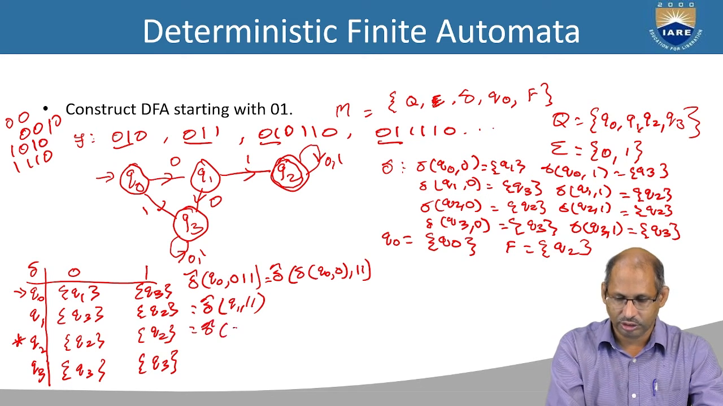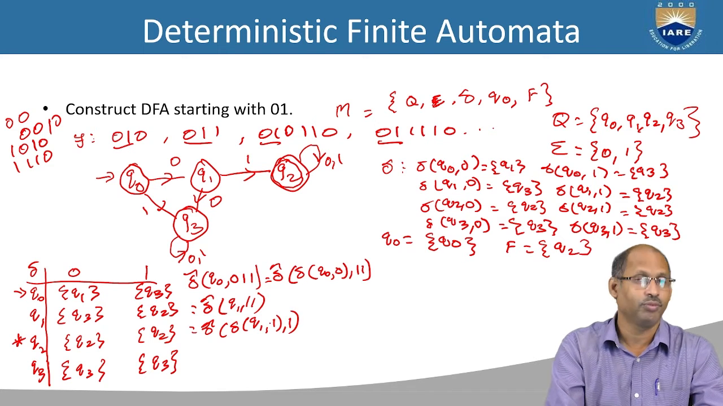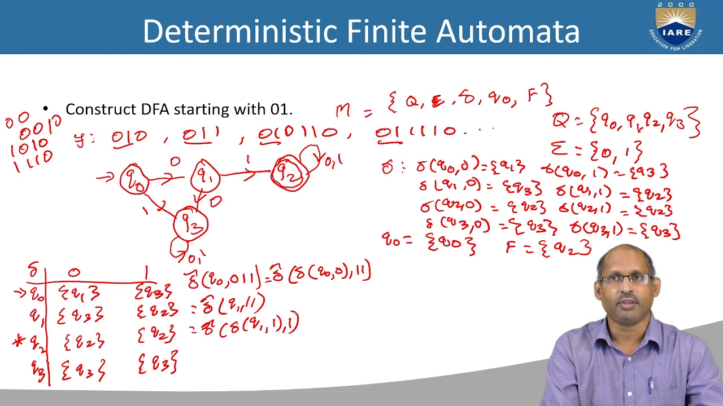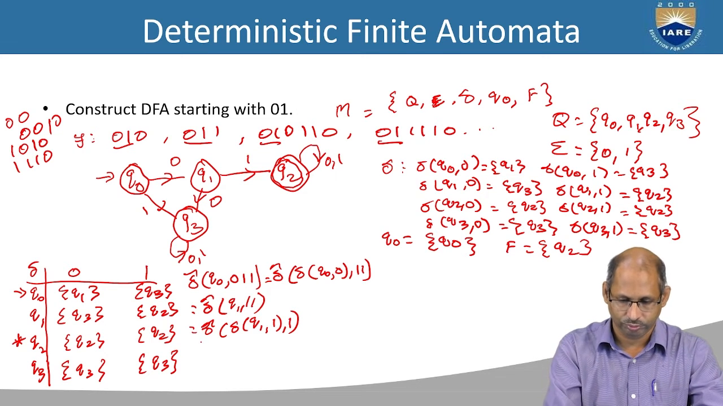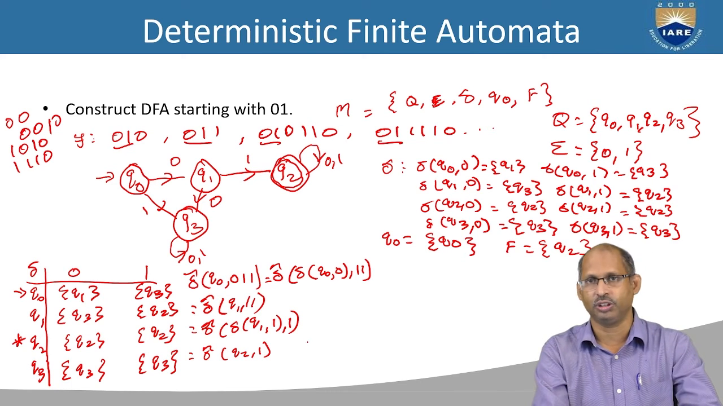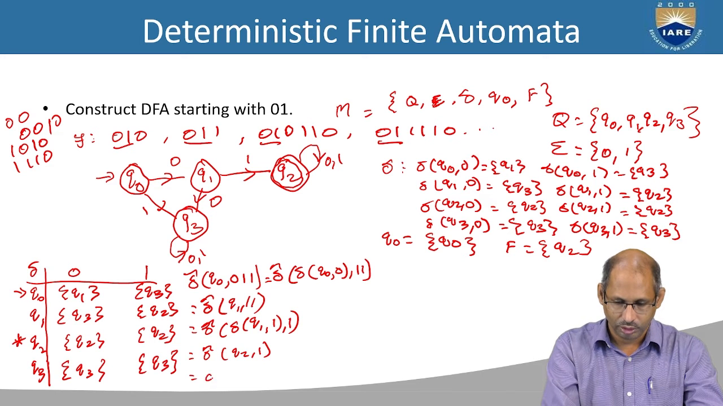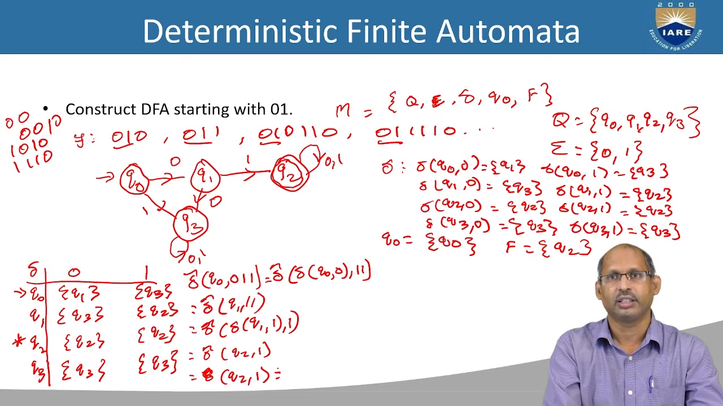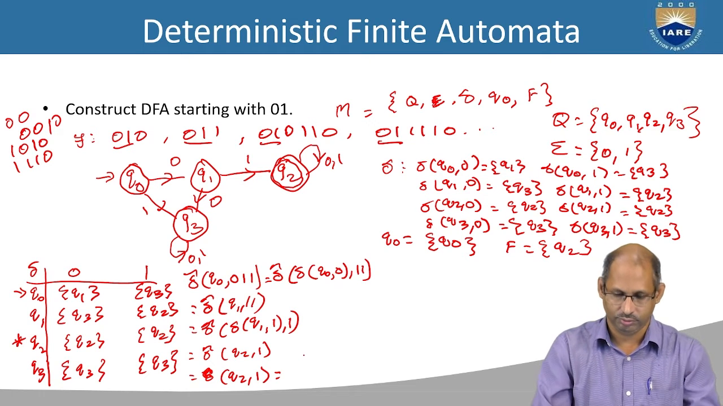Transition function Q1 on 1 followed by 1. Q1 on 1, what does it give? Q2. Right? Transition function Q2 on 1, the remaining input symbol. Q1 on 1 is Q2. Right? Transition function Q2 on 1.